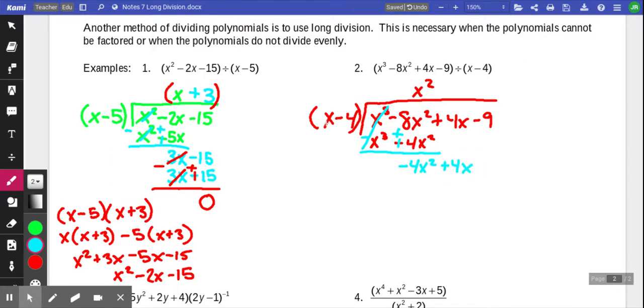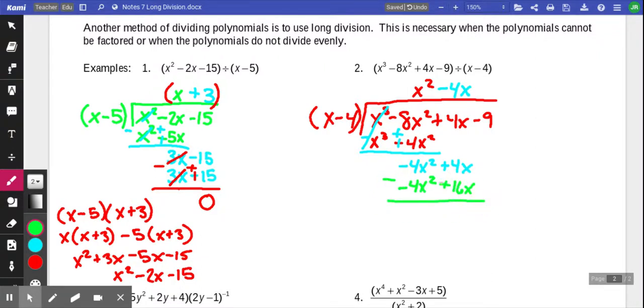And then I ask myself, x times what gives me negative 4x squared? Well, this clearly has a coefficient of 1, and this has a coefficient of negative 4, so I'm going to need to have the coefficient of negative 4. And then x times what gives me x squared, and that's x. So now I'm going to multiply by negative 4x. So negative 4x times this binomial. Negative 4x times x is going to give me negative 4x squared. And then negative 4x times negative 4 is going to give me positive 16x.